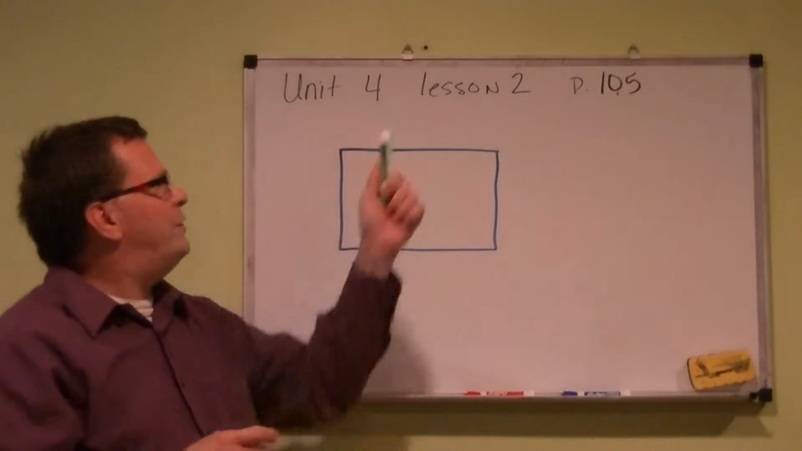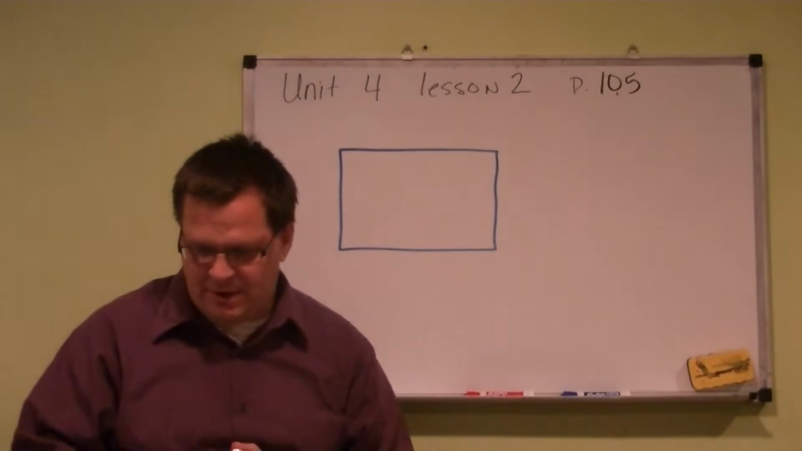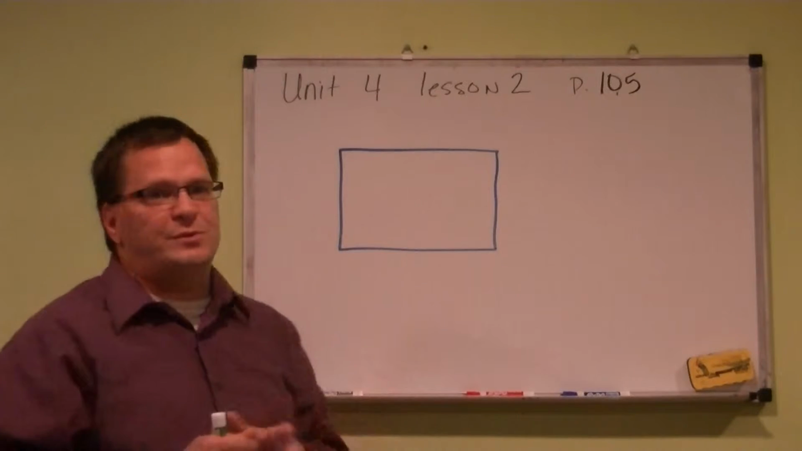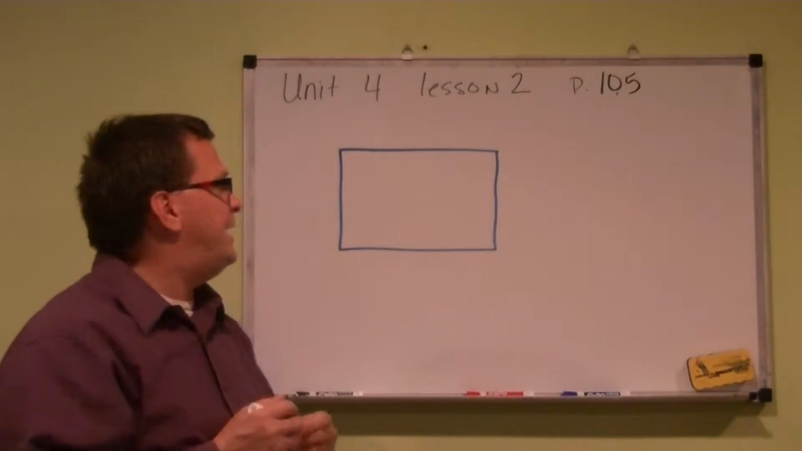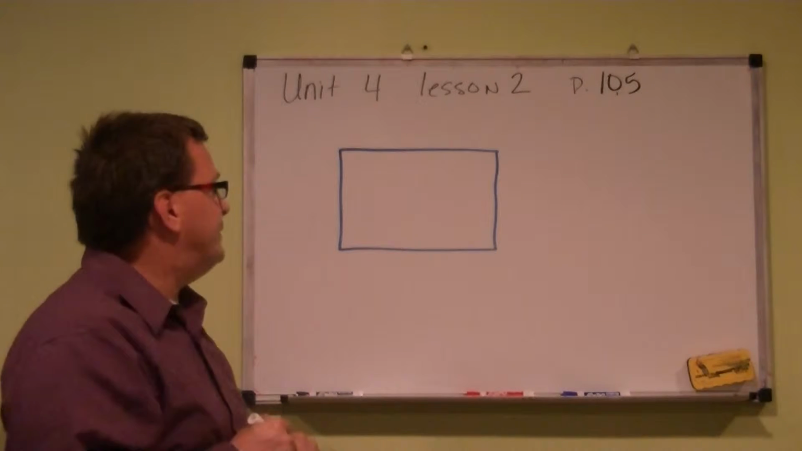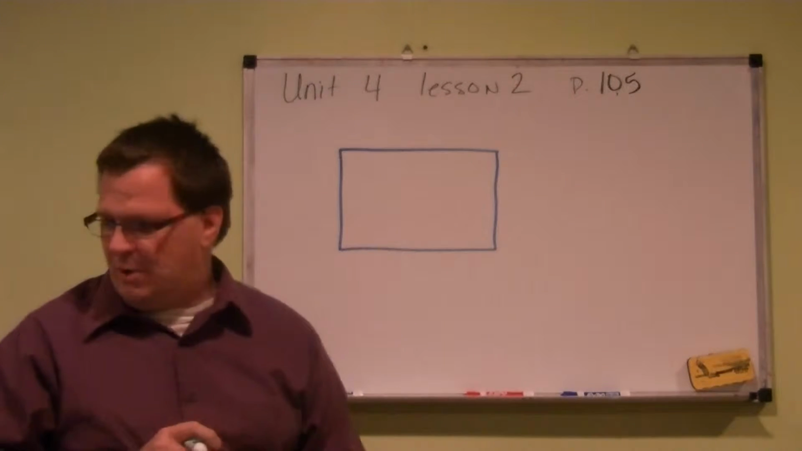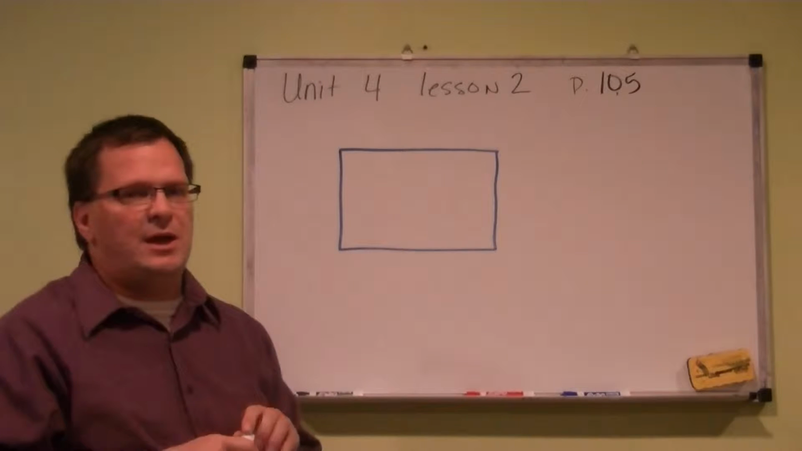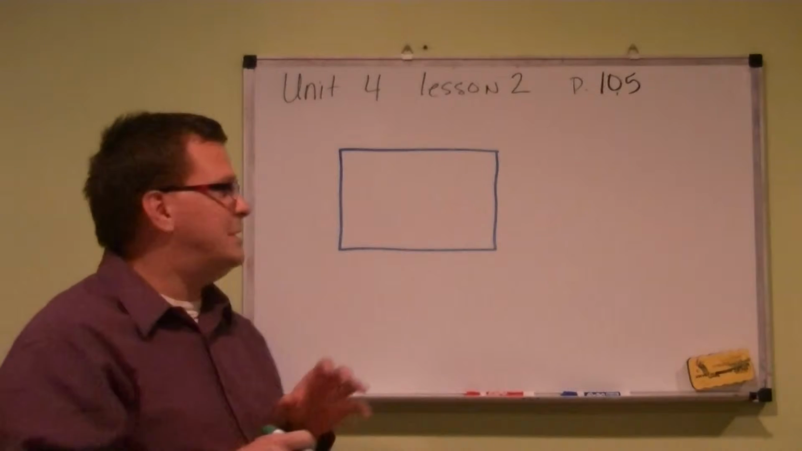We're going to be talking about Unit 4, Lesson 2 on page 105, and we're going to be talking about using letters with our shapes, our quadrilaterals. I drew a simple quadrilateral up here, which is also a rectangle. One thing you can always do is use letters to help explain the actual lines.